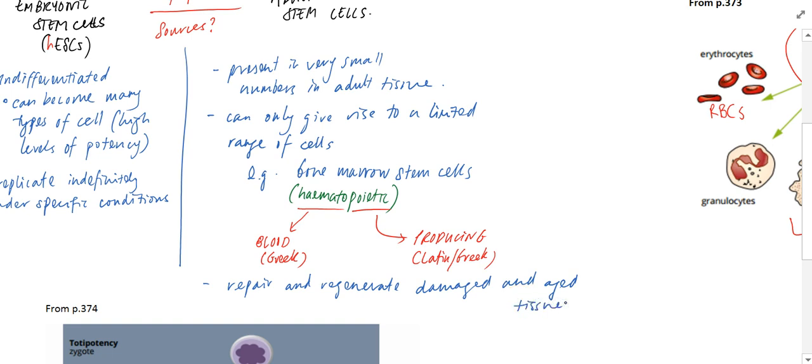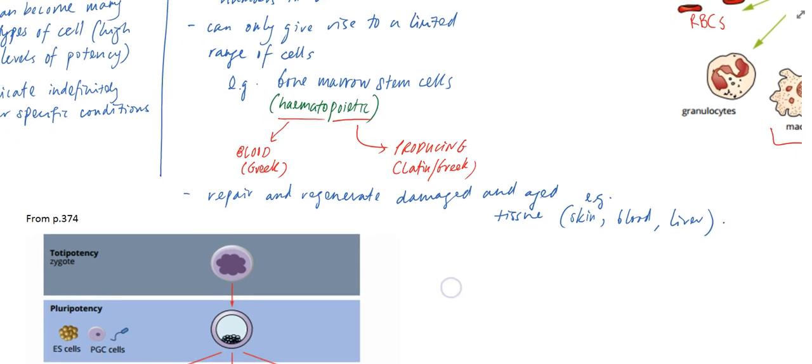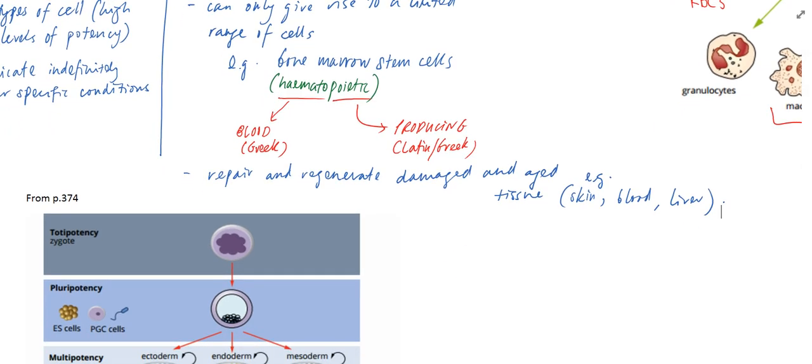So where we would find a lot of damaged and aged tissue are the skin or the blood. So this is skin, blood, or liver. So it's around these areas of the body where there's a high turnover of cells that we have these stem cells that can differentiate. So stem cells that can replicate to repair or regenerate damaged tissue.